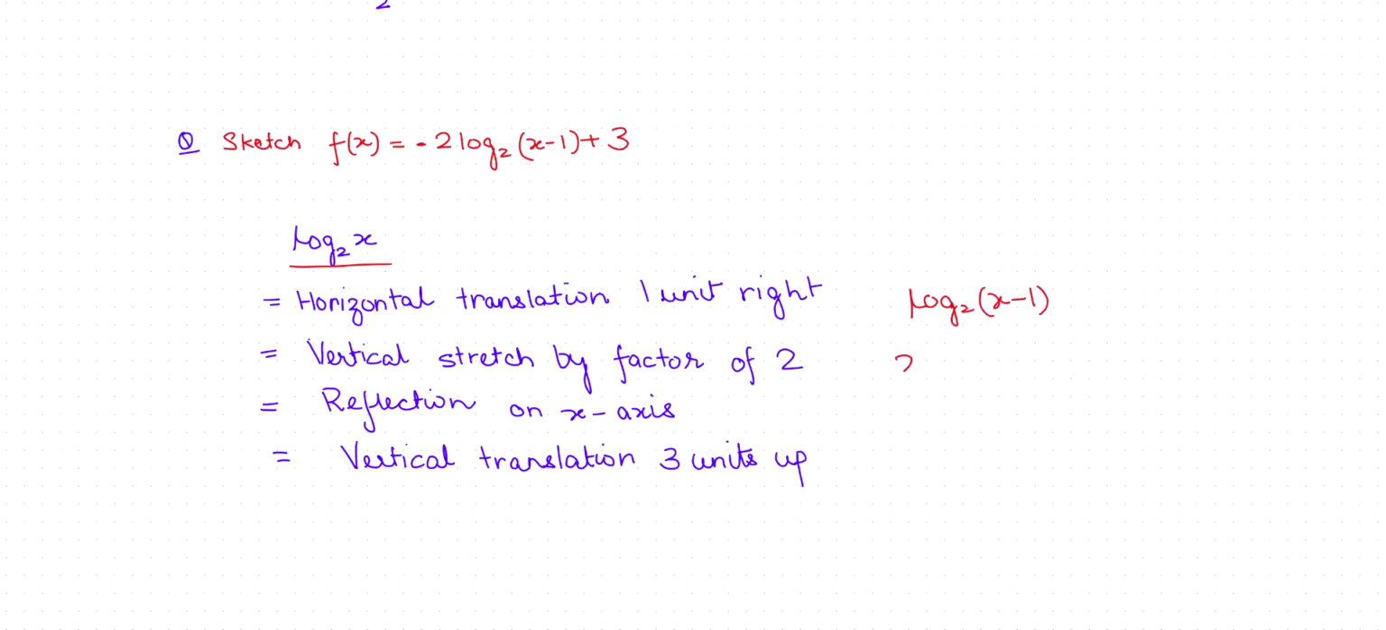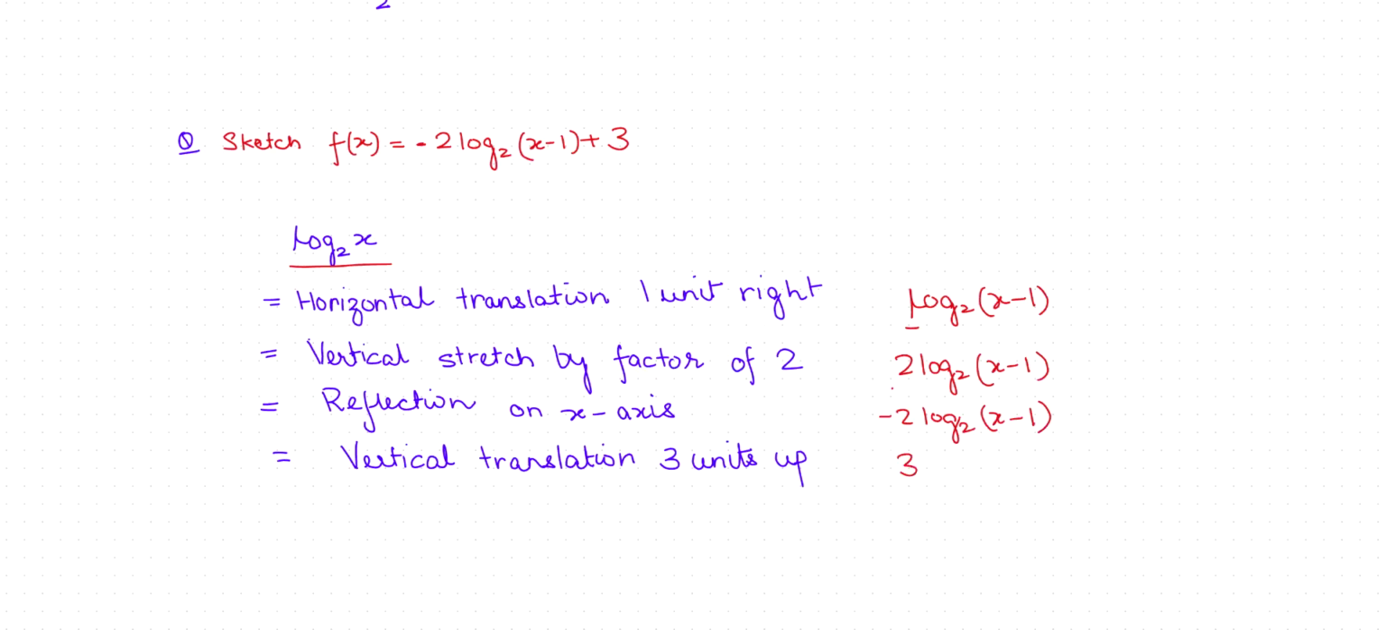So we multiply this by 2. Then reflection on x-axis, so we multiply by negative to the function. And then it is vertical translation 3 units up. So we can always do like first multiply by 2 and negative.